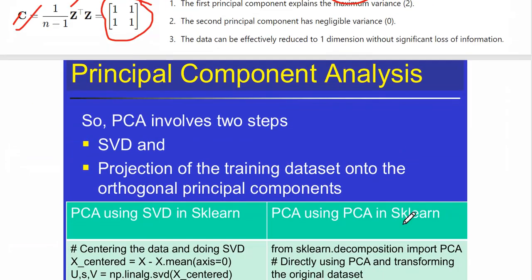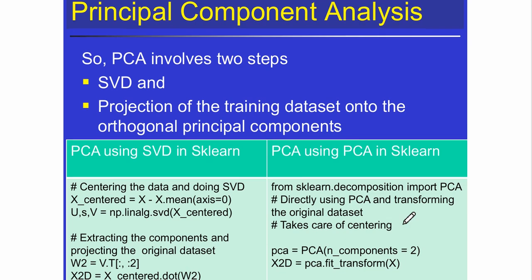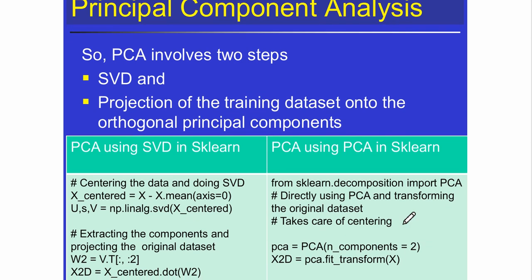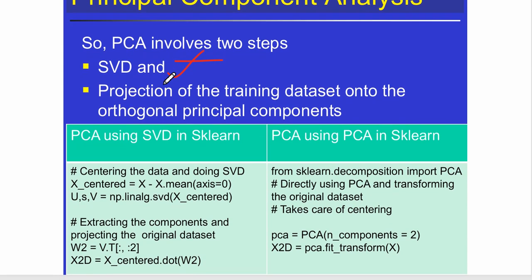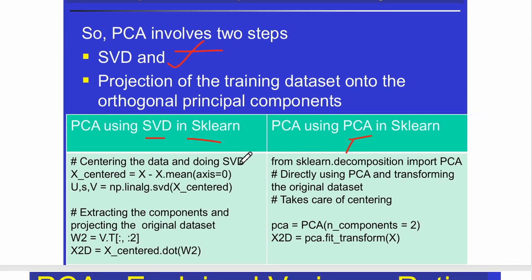Clear? So now that is about principal component. Now how to implement the principal component? The implementation involves two steps: maybe by using SVD, that is singular value decomposition, or by directly applying PCA. By using SVD in sklearn or by using the PCA class in sklearn, we are implementing the PCA.